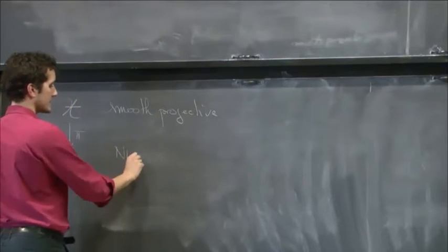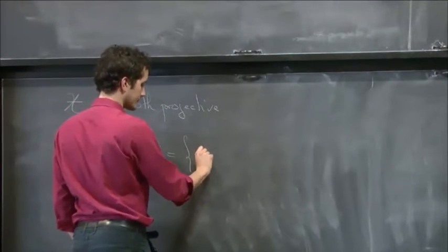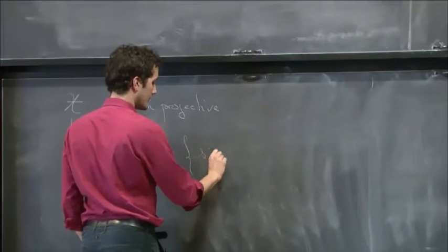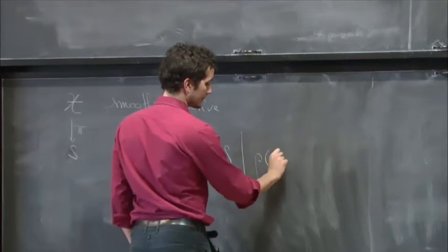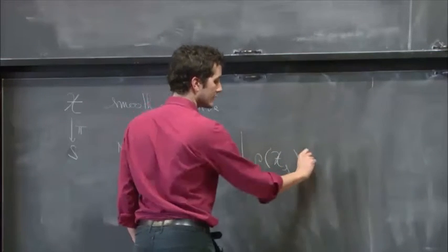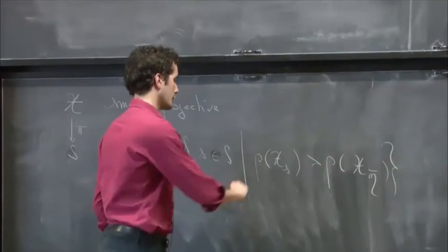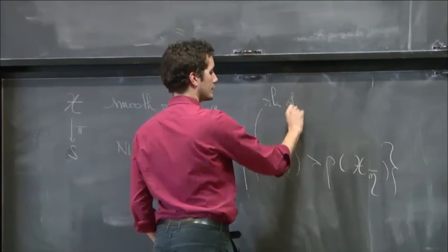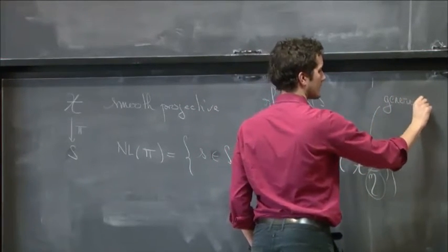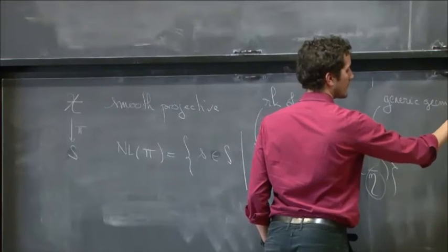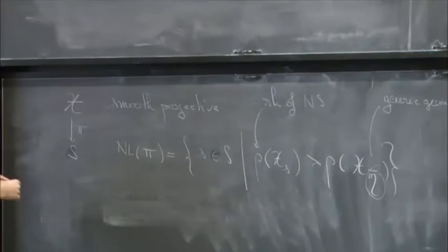So let's look at the Noether-Lefschetz locus of pi. This would be the set, maybe of geometric points, let's say set of closed points of S, such that the Picard number of the fiber at s is strictly bigger than this. So this is the rank of the Néron-Severi group, and eta bar is maybe a generic geometric point of the base.